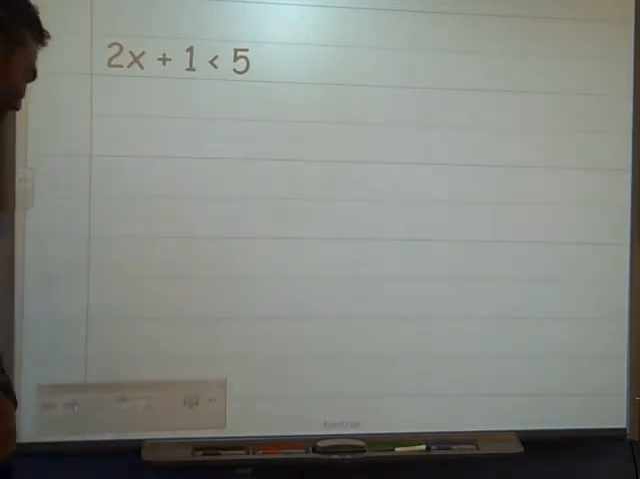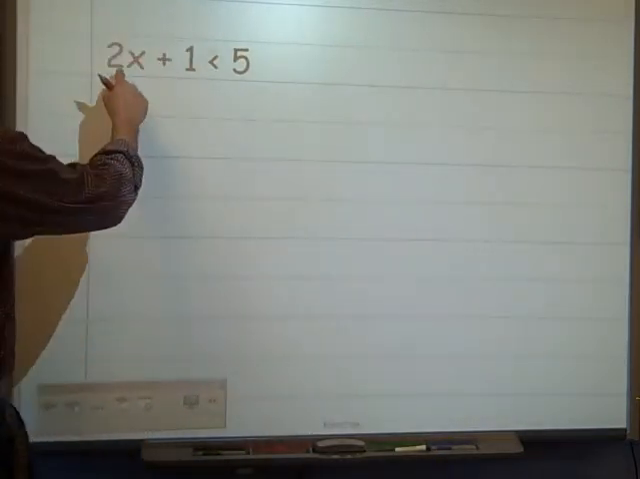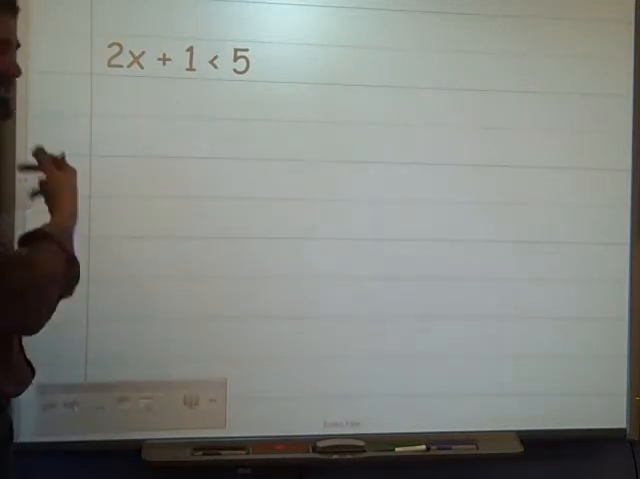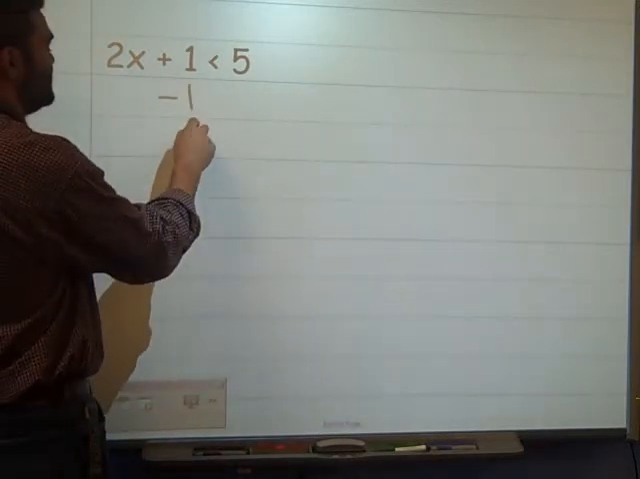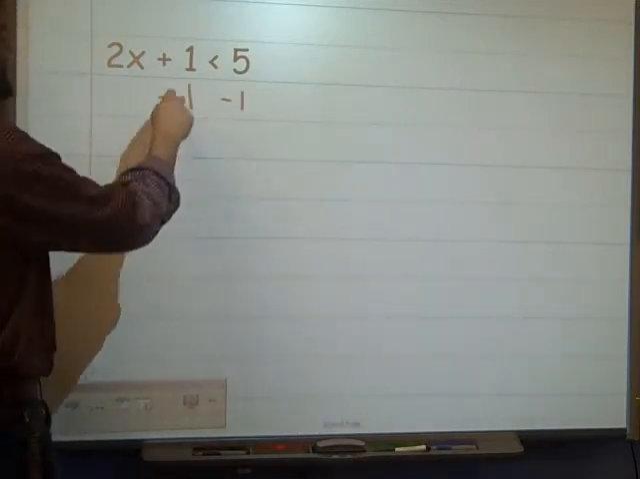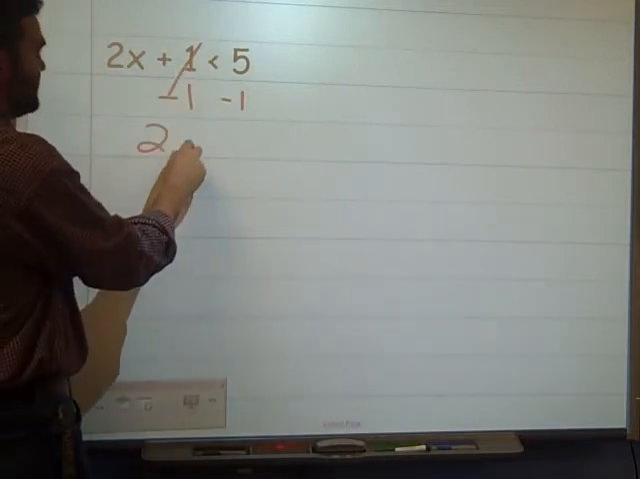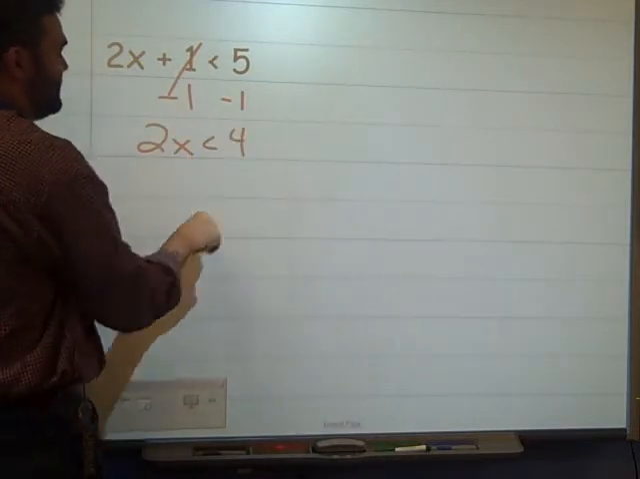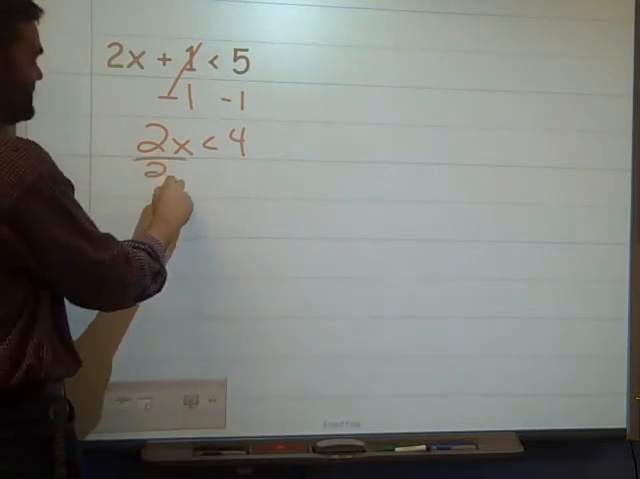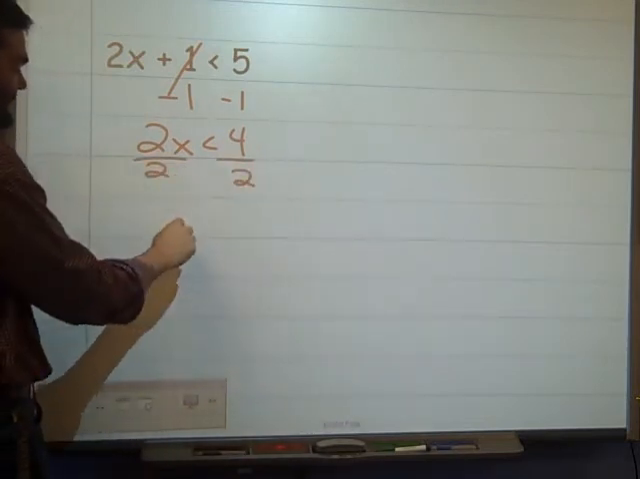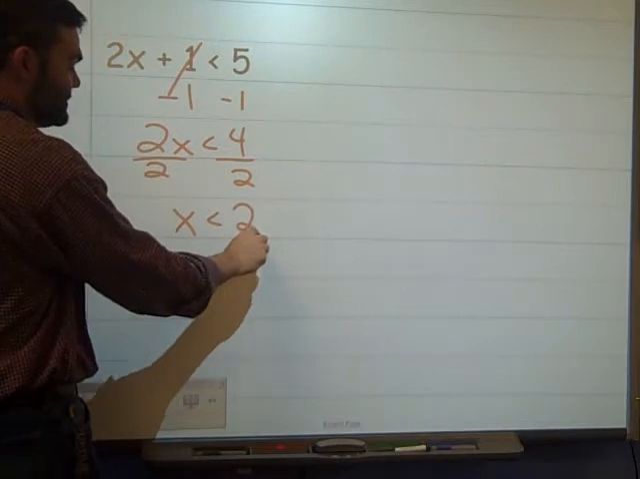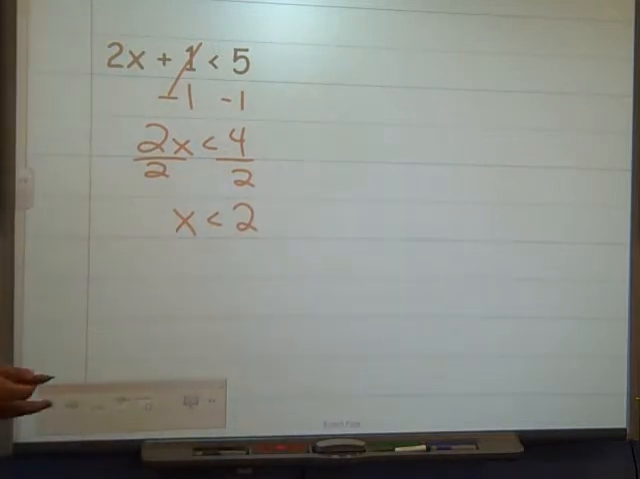Some examples. Here we go. 2x plus 1 is less than 5. Just like our two-step equation, first step, subtract 1 from both sides. Now those disappear. You're left with 2x is less than 4. Divide by 2, divide by 2. x is less than 2. Just like a two-step equation.